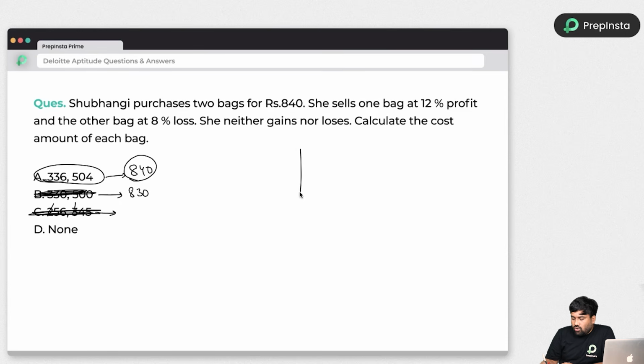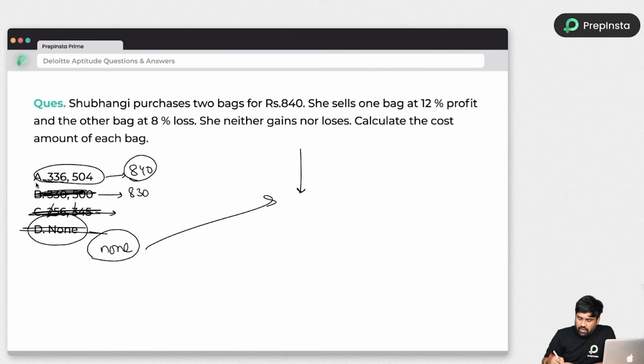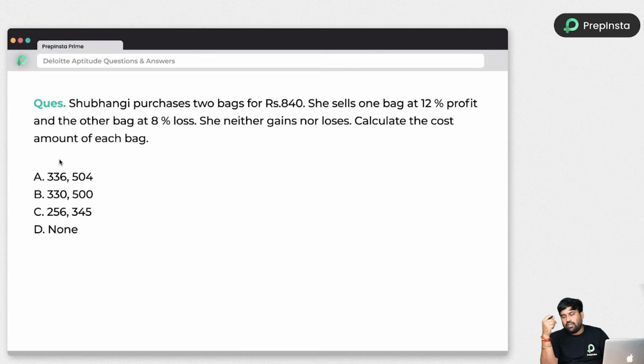Why I did the solution is that I have an option "none". That's why I solved the question, or else I won't solve. If option D is also not equal to 840, your answer will be option A always. So this is some kind of technique you always need to learn.